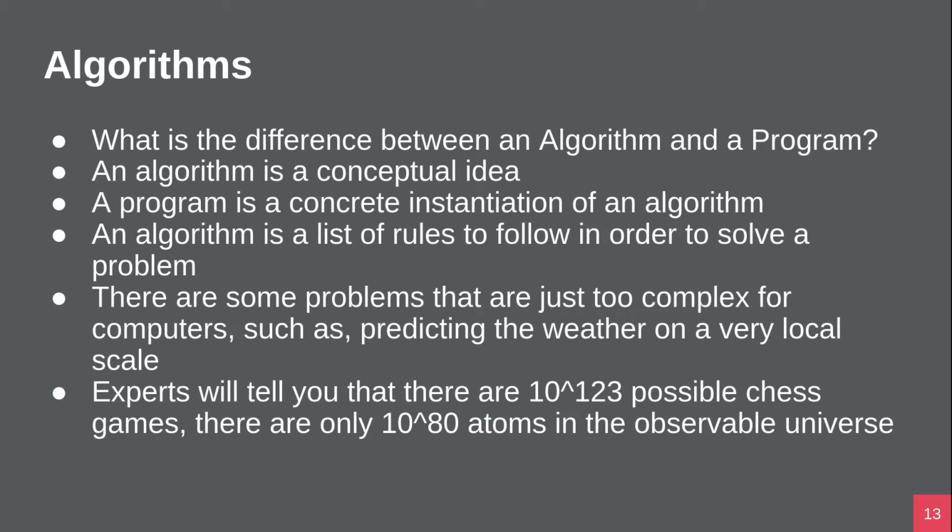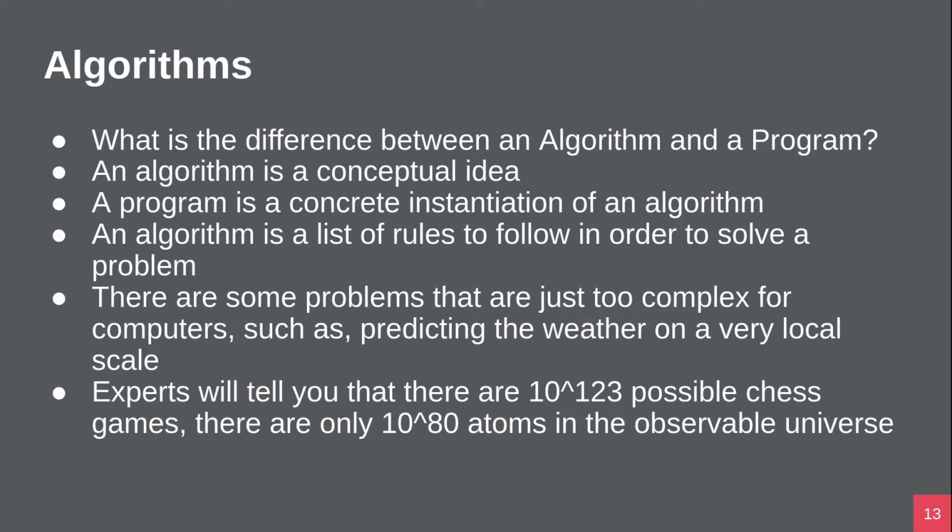Now, there are some problems that are just too hard for computers to solve. A couple of examples of things that are too hard for computers to do: predict every move in a chess game that you're about to have. It's not possible. Predicting the weather on a very local scale is just a little bit too difficult, too abstract for a computer.